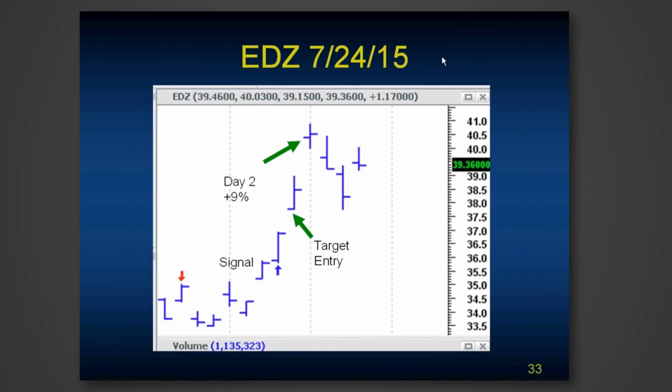We put the two together, and I'll just show you a couple trades that basically all look kind of the same. Here's one from just a few days ago, EDZ. It's actually a bear, an inverse ETF, and we've had some great trades in this market on the bear ETFs. I like to call them bear funds. The signal is the day before, target entry the next day, and you can see it's 1, 2, 3 days, bing, we go in on the second day, we're out on the third day, we had a 9% gain.